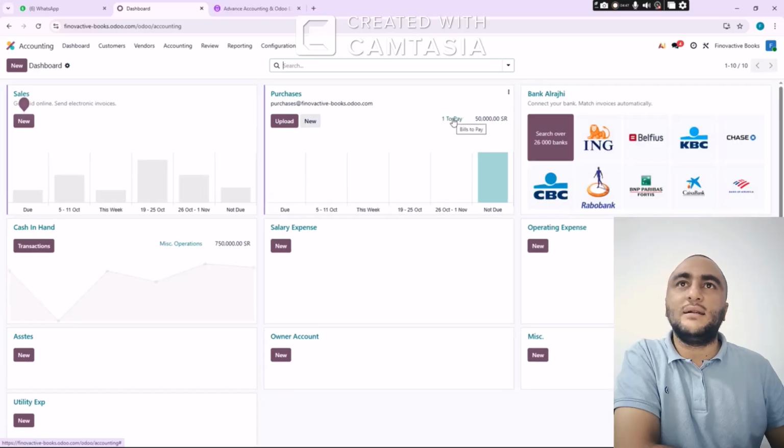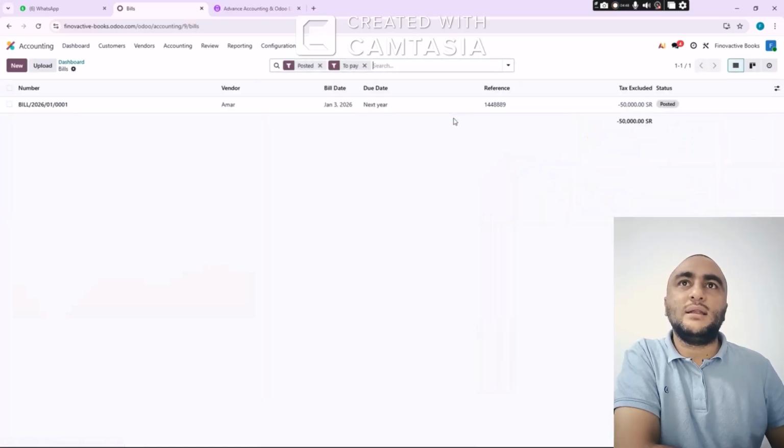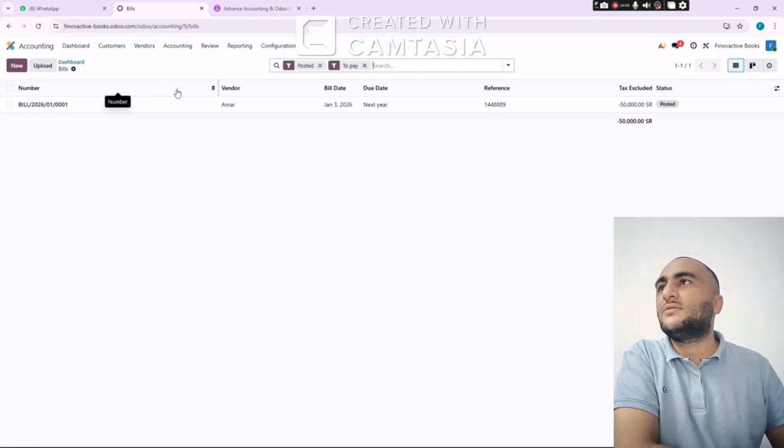Now you can see here one to pay. One vendor bill is ready to get paid. You can see here, this is posted but not paid yet. So we will enter the next two.